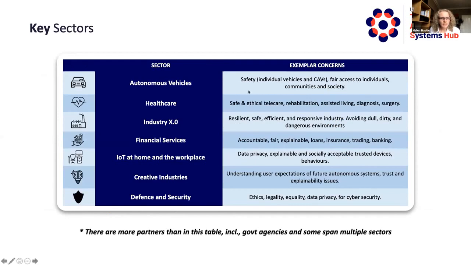The key sectors across the program are numerous, so I'm just going to highlight the ones that I'm going to talk about. We're focusing on healthcare, industrial environments that are remote and hazardous, and also socially acceptable, trusted devices and robots, as well as the creative industry. And then RAM in red: autonomous vehicles, healthcare, and also IoT to a certain extent. I'll leave him to talk about that in the second part of the talk.